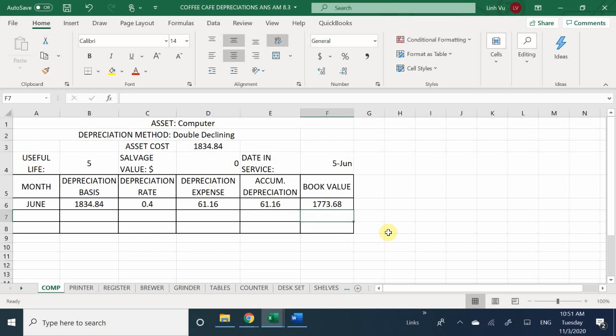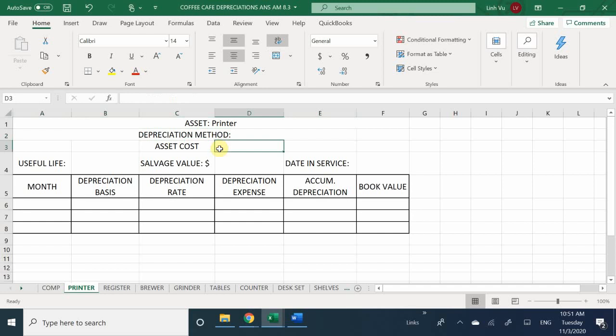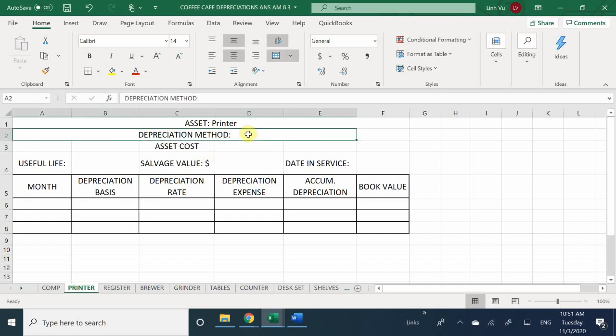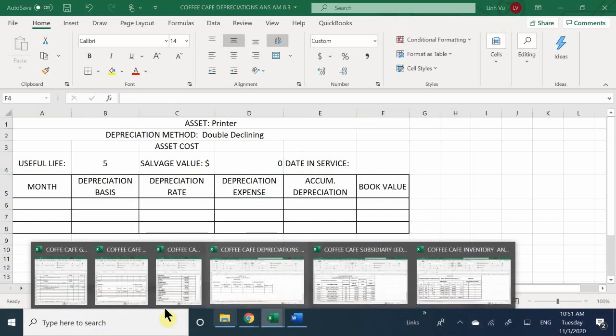All right, so that's the computer for you. Next is the printer. We know that it is also going to be double declining. We know the asset useful life is 5 years and the salvage or residual value is 0, and let's go ahead and look at our ledger.